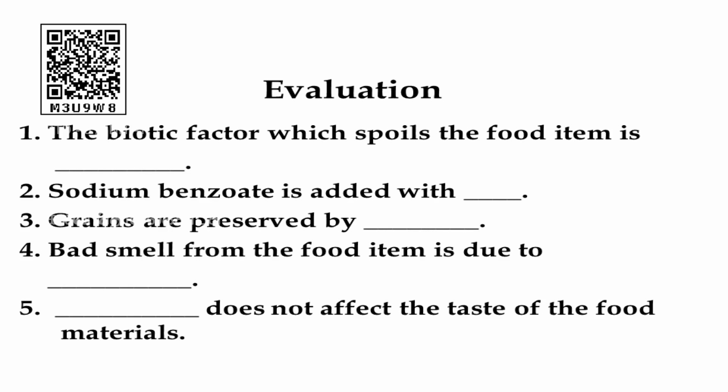Now, here is the question for you. You need to answer, children. The biotic factor which spoils the food item is dash. The second one, sodium benzoate is added with dash. And third one, grains are preserved by dash. Fourth one, bad smell from the food item is due to dash. And fifth one, dash does not affect the taste of the food materials.